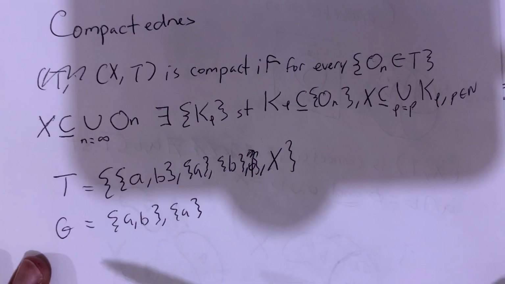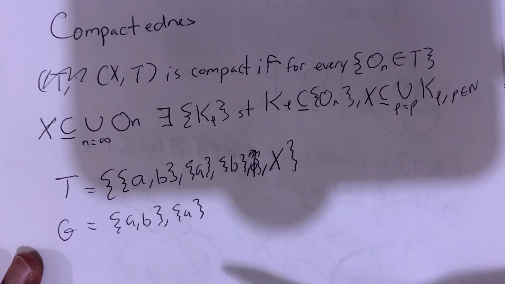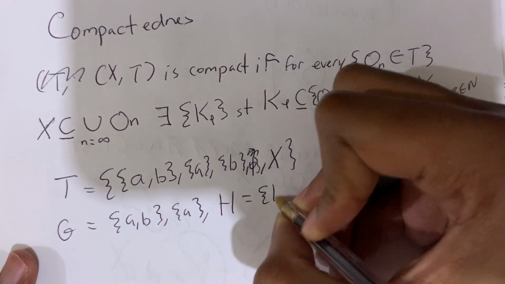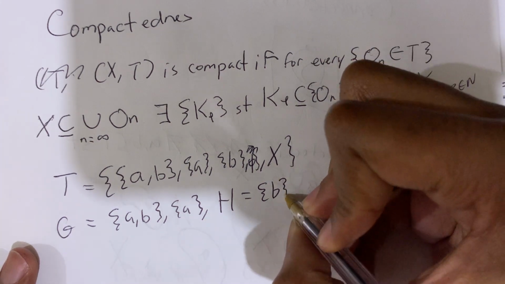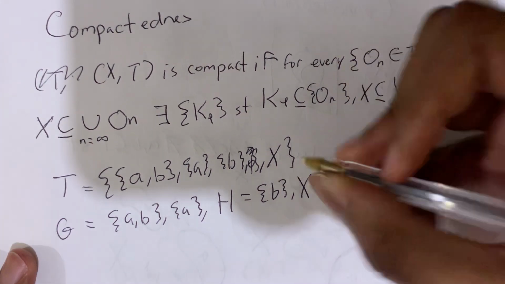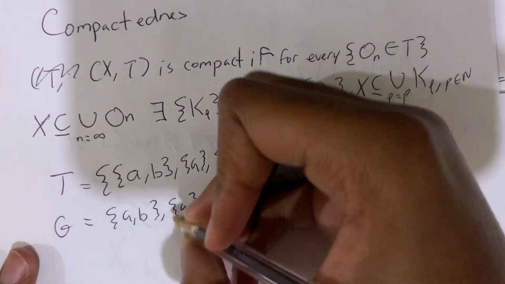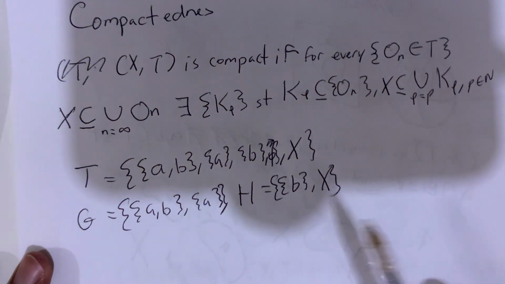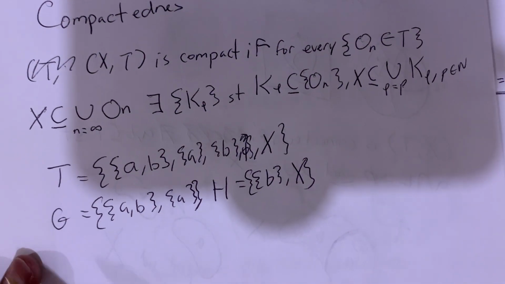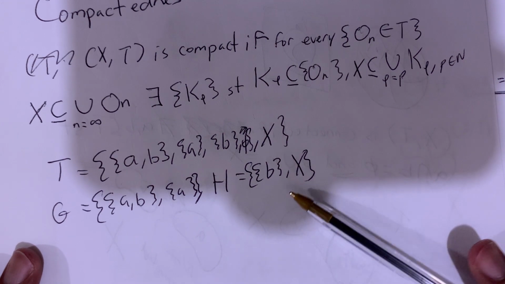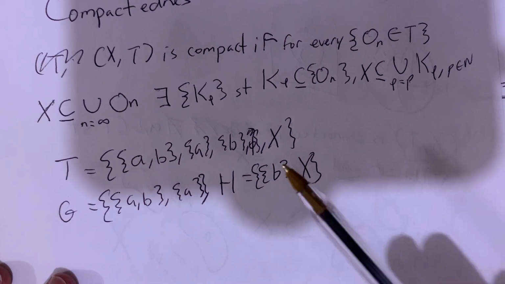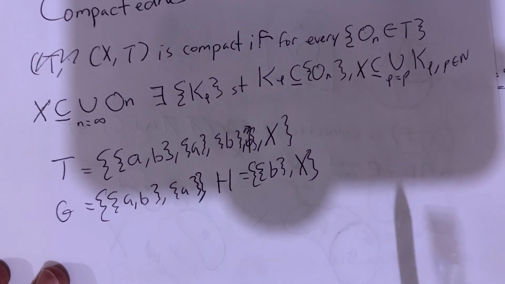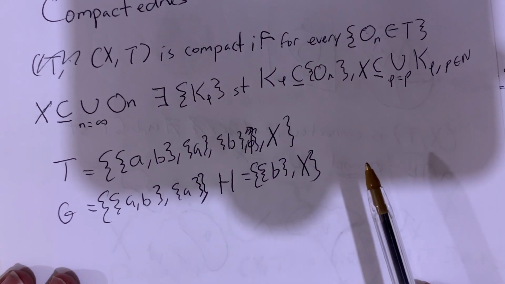So we have a set of open sets, G is this. We could also have H be B and the set X. Here I have sets of open sets, and it's saying that for all of these sets of open sets, I can take the infinite union, and X should be contained in that union.